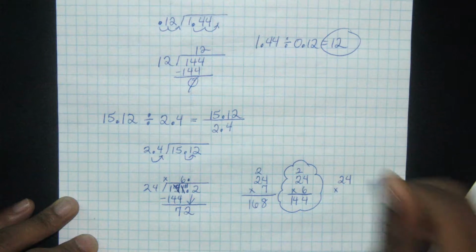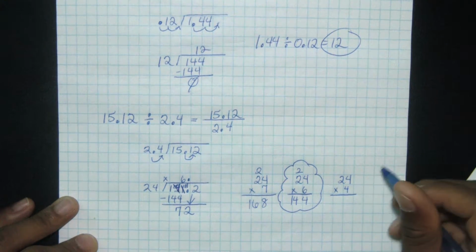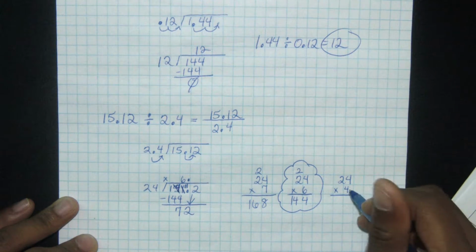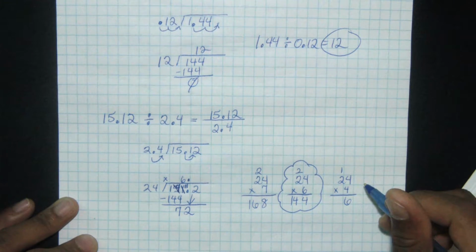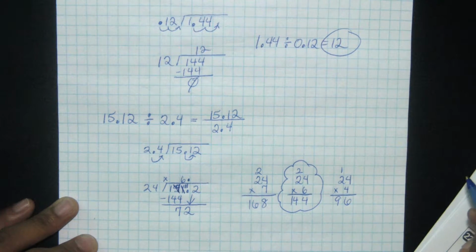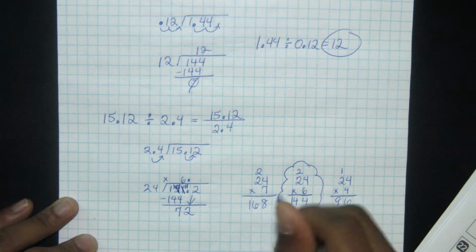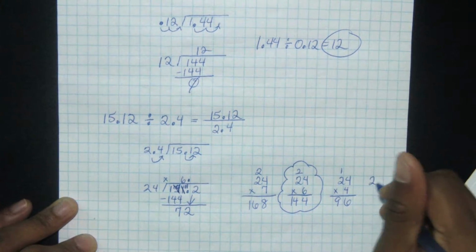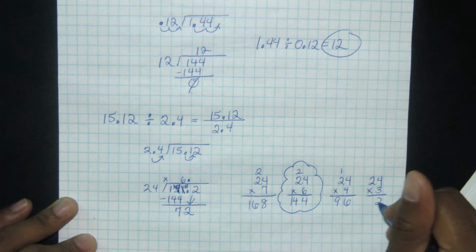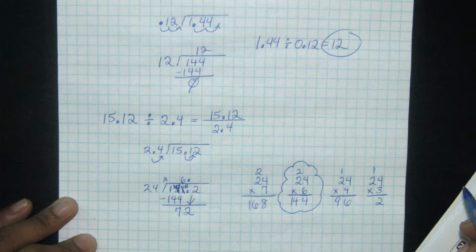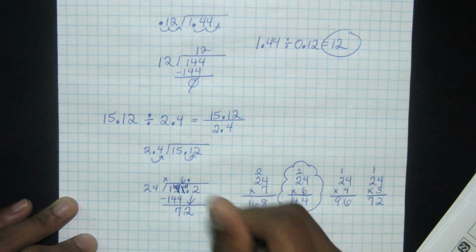24 times what? Which do I want to try? 4. Okay, 4 times 4, 16. Carry the 1. 4 times 2, 8, plus 1. Too big, too small, just right? All right, so what's next? 3. Okay, so we're going to do 24 times 3. 12. Carry the 1. 6 plus 1, 7. All right, so that happens to be just right.